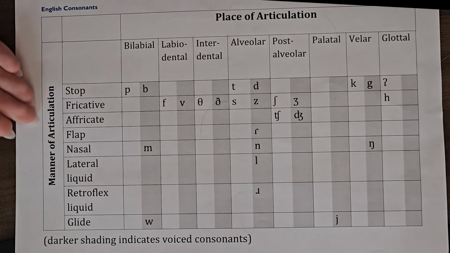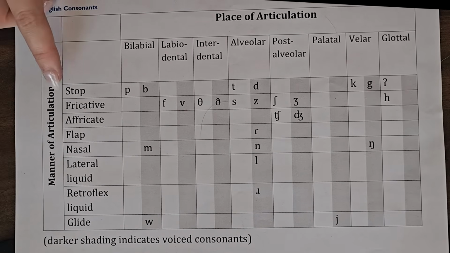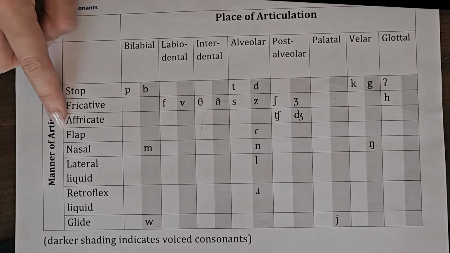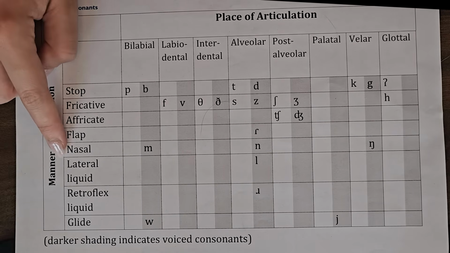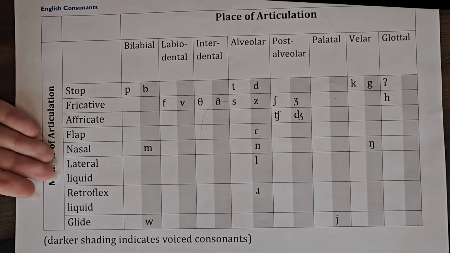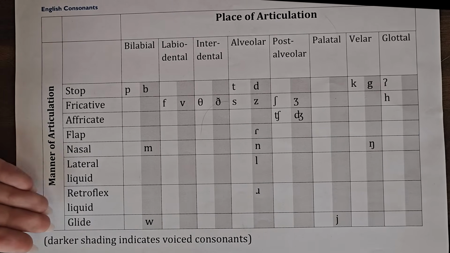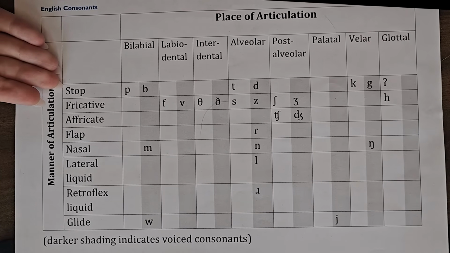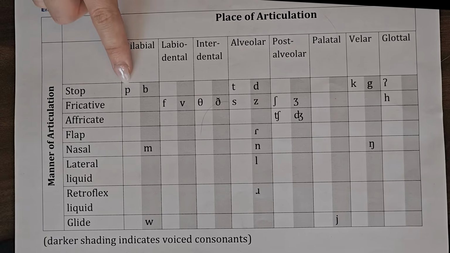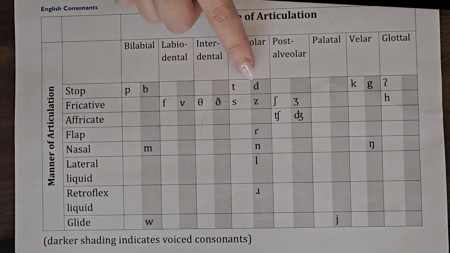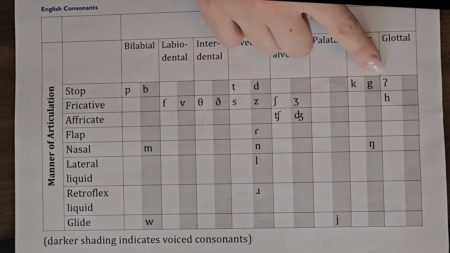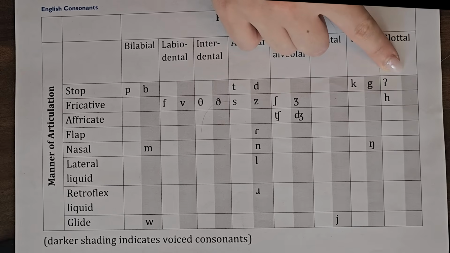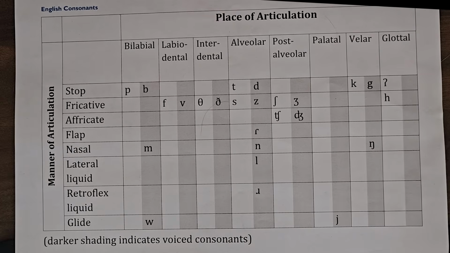Then we have manner of articulation, which are stops, fricatives, affricates, flaps, nasal sounds, lateral liquid sounds, retroflex liquid sounds, and glides. Stops are produced by stopping the airflow completely and then releasing it all at once. This is p, b, t, d, k, g, and the glottal stop, which is heard in sounds like uh-oh and kitten or button.